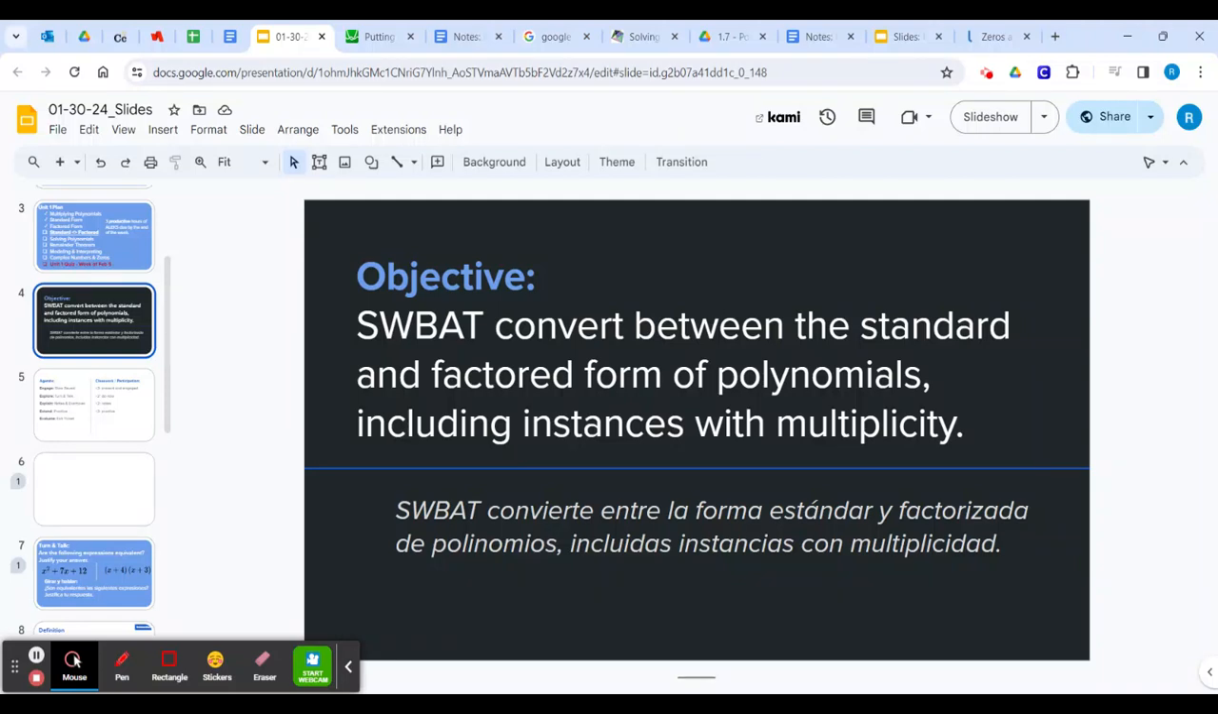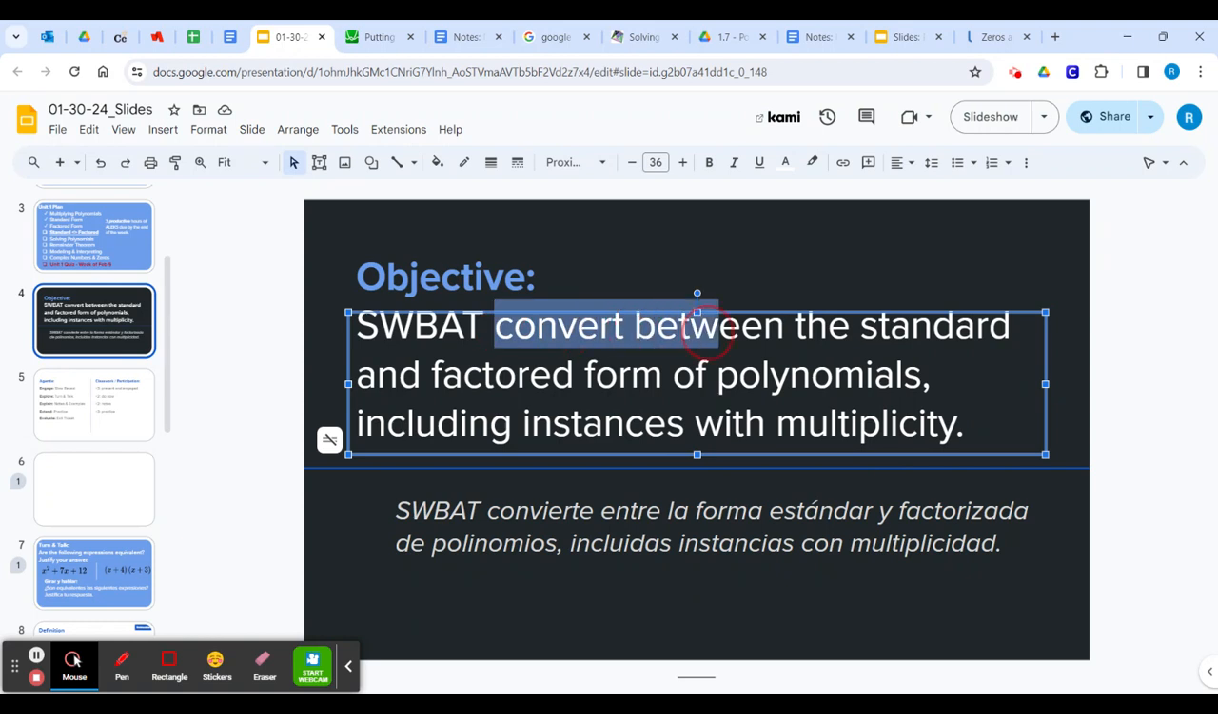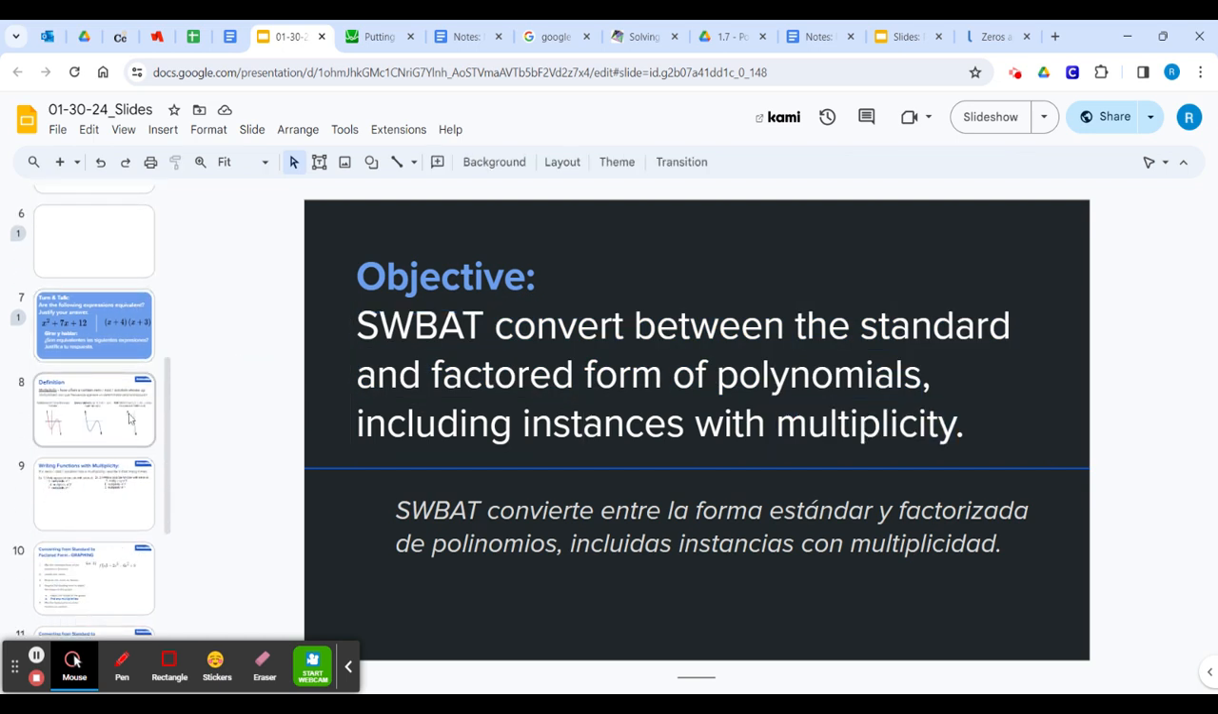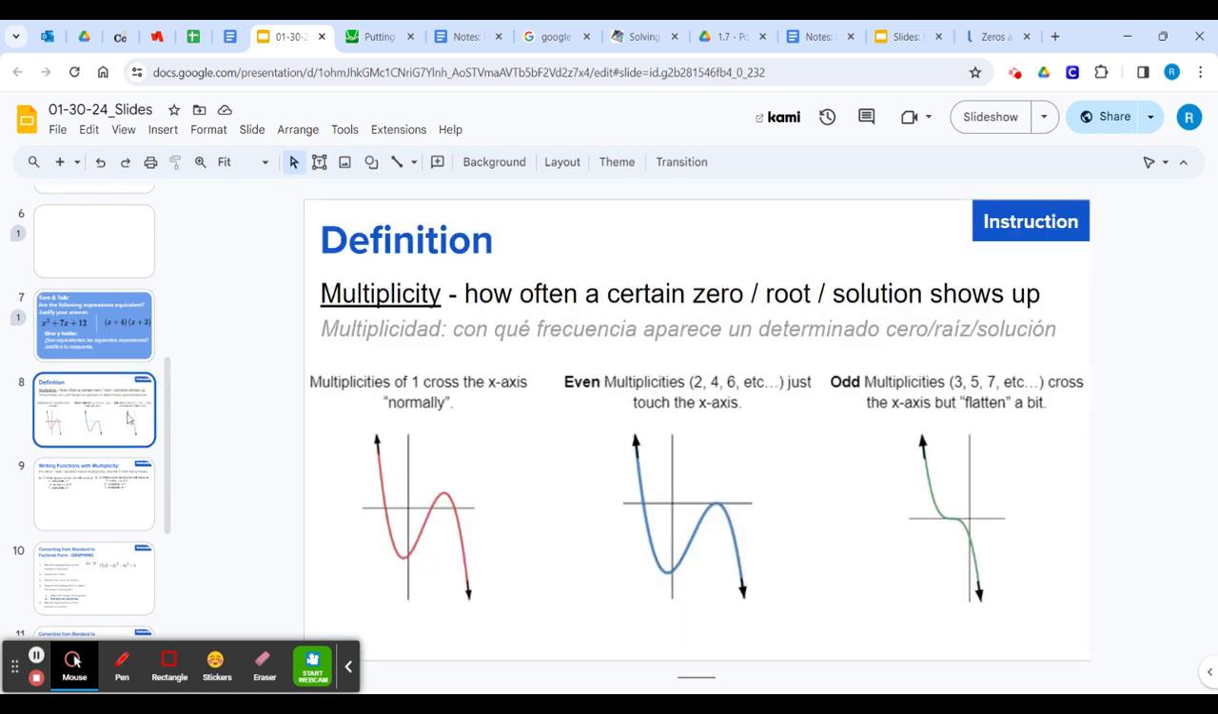All right, so we should have a really quick note section today because our objective is to convert between the standard and factored form of polynomials, which is exactly what we did on Friday, but now we're going to include instances with multiplicity. So let's quickly define what that is, see how it shows up. Multiplicity is simply how often a certain zero, root, or solution shows up.